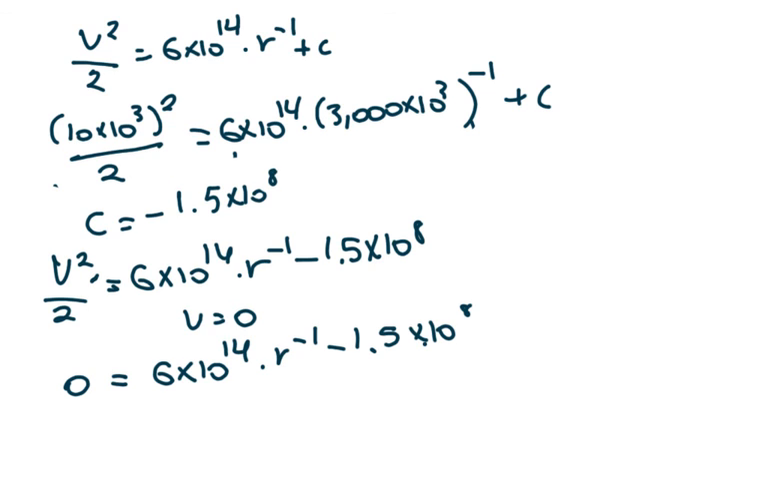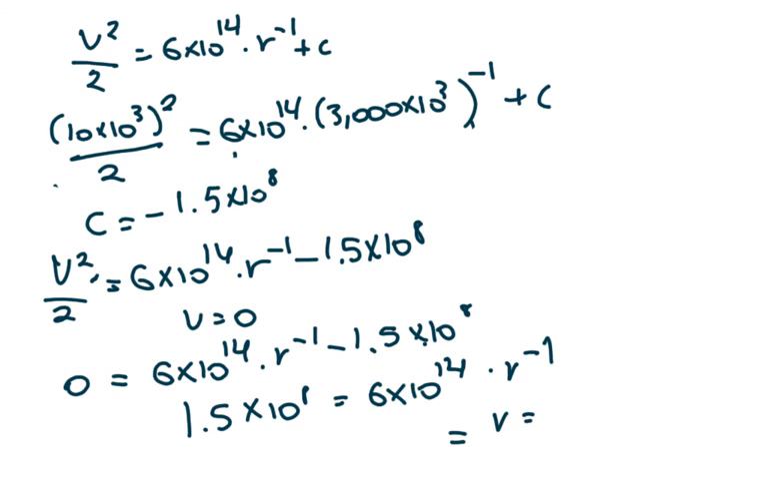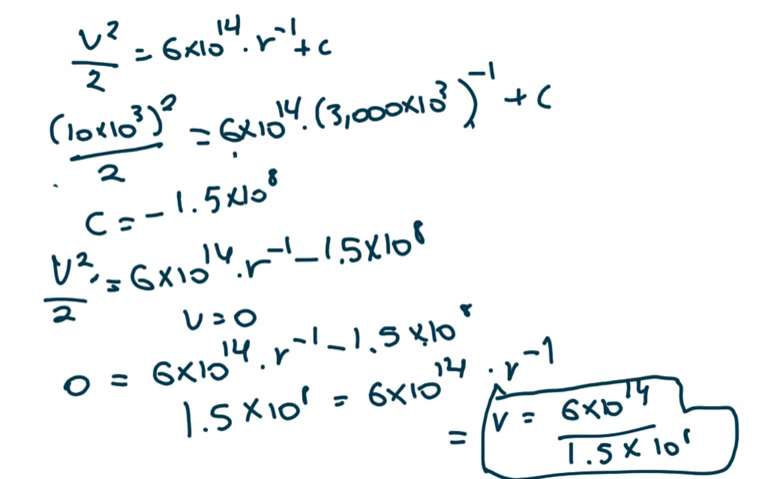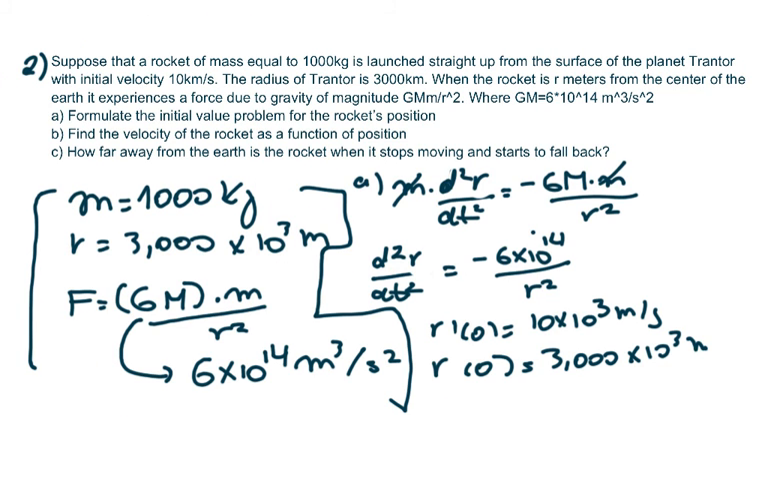Now we can simply do some algebra right here. So we have 1.5 times 10 to the 8th is going to be equal to 6 times 10 to the 14th times r to the negative 1. We can isolate r. So r is going to be equal to 6 times 10 to the 14th over 1.5 times 10 to the 8th. And that's essentially what we get, and that is going to be the answer for C.